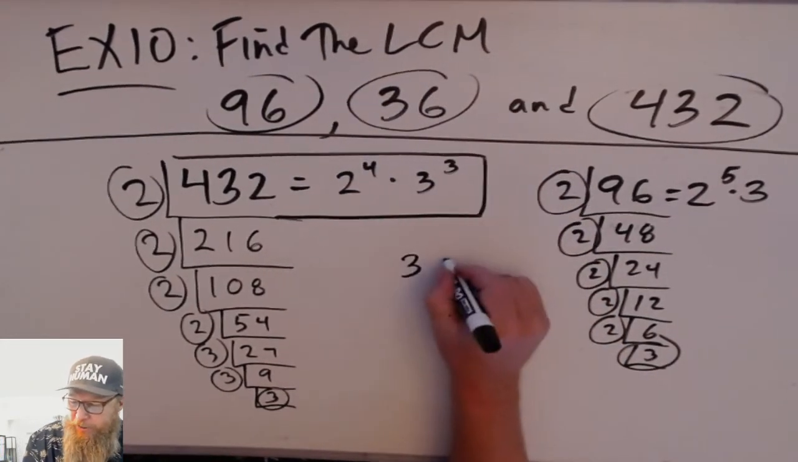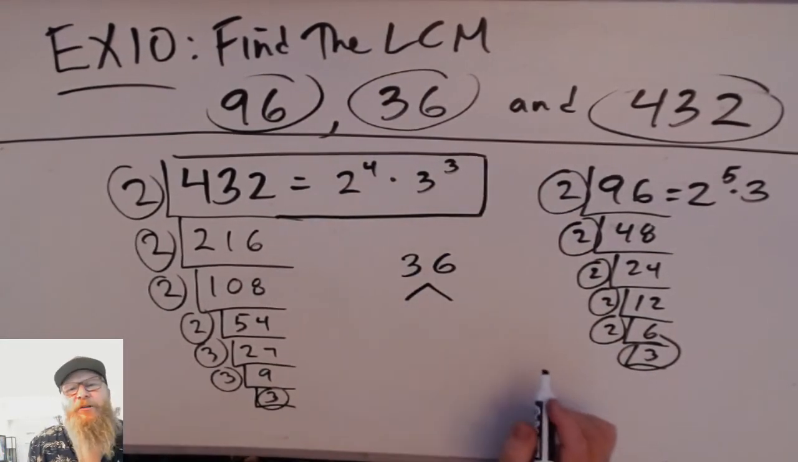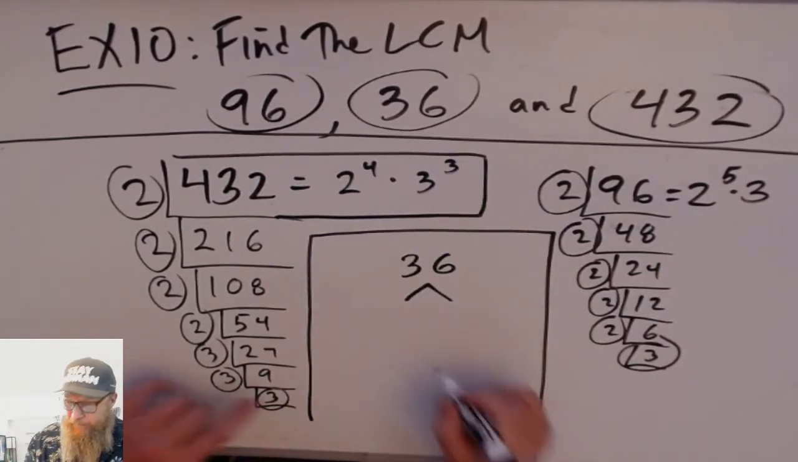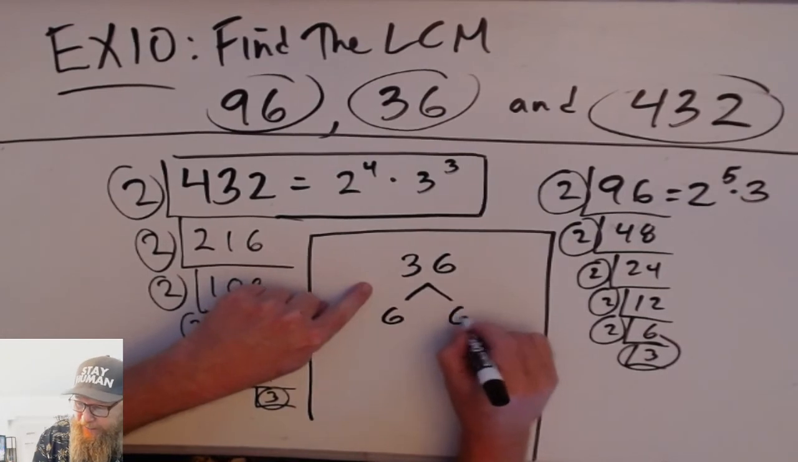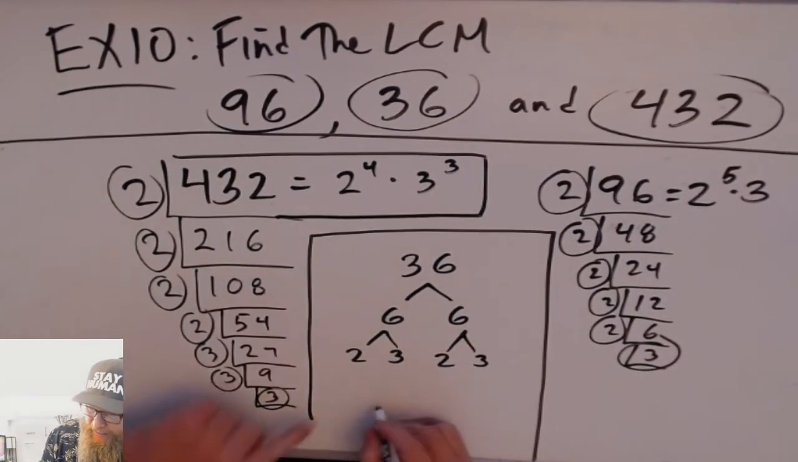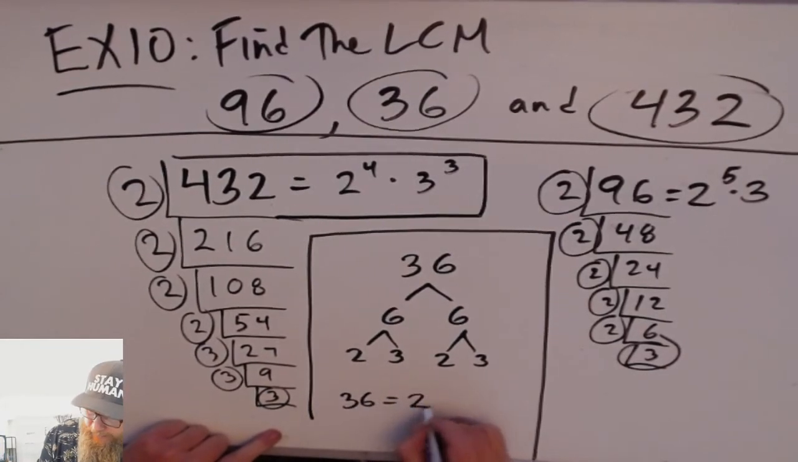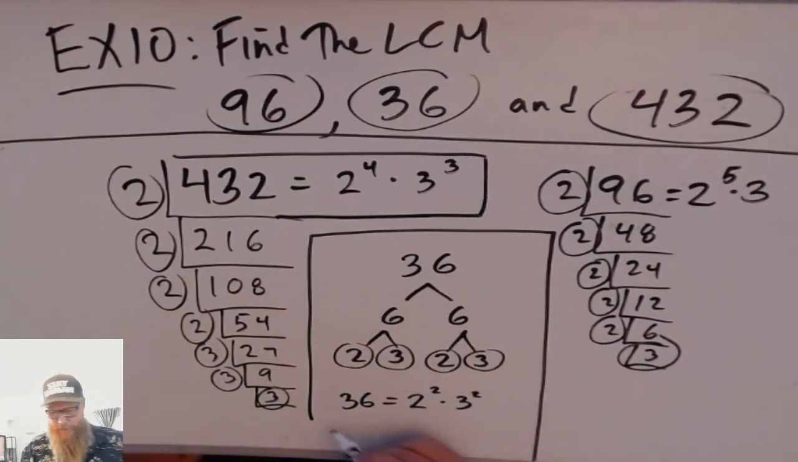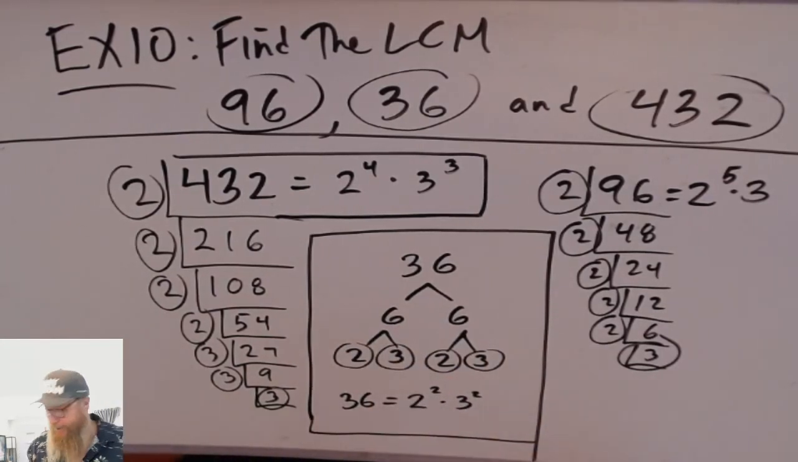And just to keep the tree alive, I got 1 tree here in the middle. 36 is 6 times 6, 6 is 2 times 3, and 6 is 2 times 3. So 36 is 2 squared and 3 squared. Just because I do still like trees.